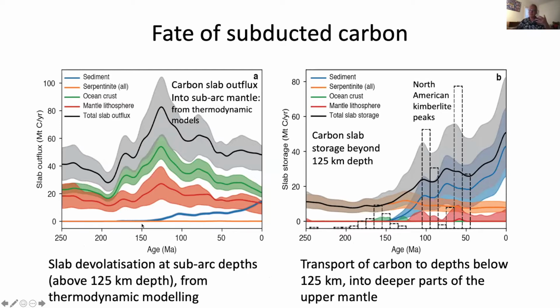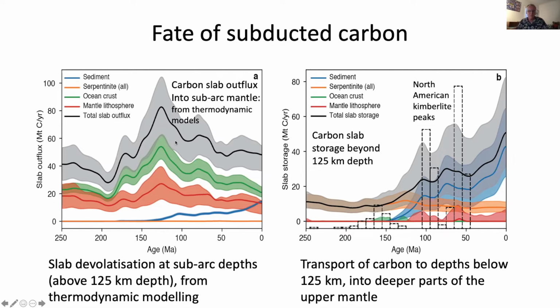Now, what we can also do, we can then look at the carbon that's going down. So we know that's going down into the mantle, but what happens to it afterwards, right? Now, some of this carbon will be degassed at sort of sub-arc depths. That's the upper 125 kilometers, right? And we figure out how much carbon each one of these reservoirs that we have discussed releases by using thermodynamic modeling. We use the Perplex software to do this.